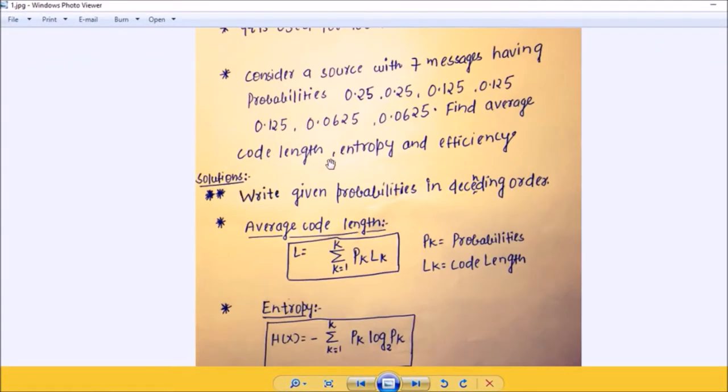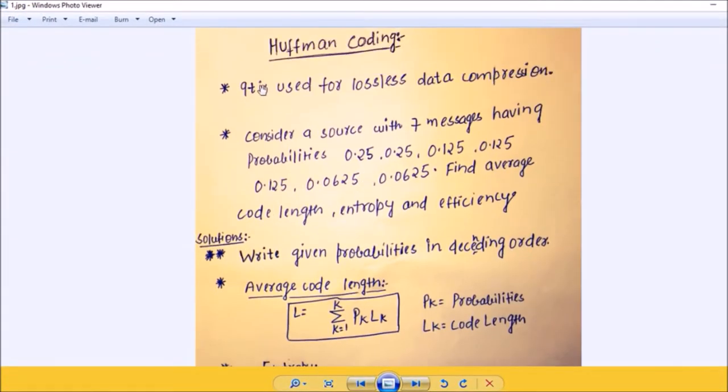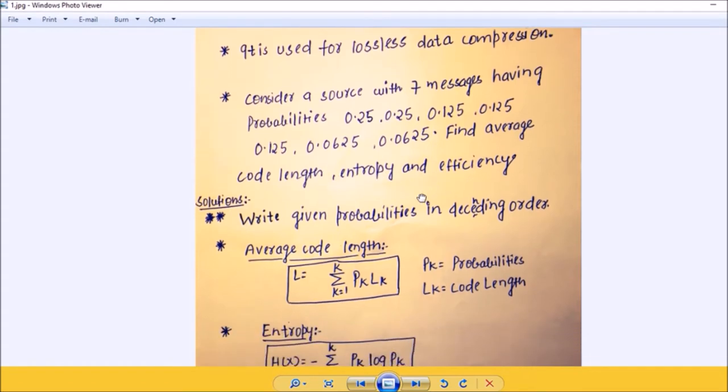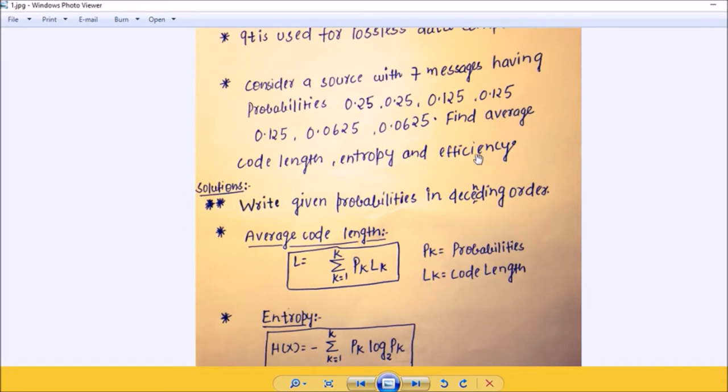So see, what is Huffman coding? Huffman coding is nothing but it is used for lossless data compression. Now I am going to explain with a question, because mostly they ask questions only. Here the question is: consider a source with 7 messages having probabilities 0.25, 0.25, 0.125, 0.125, 0.125, 0.065, 0.065. Find the average code length, entropy and efficiency. The question is asking about the code length, entropy and efficiency.